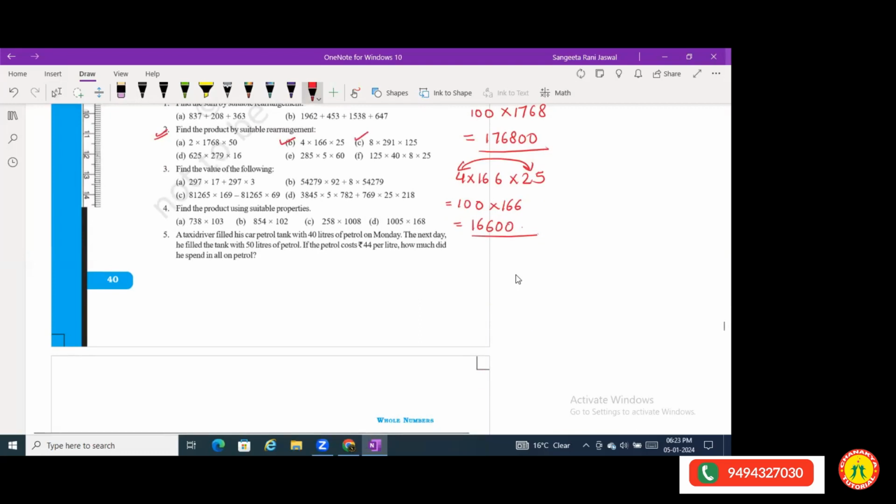Okay. Now C part here. See this. Now you try the C one. 8 into 291 into 125. Try this. Everyone please try on your own.